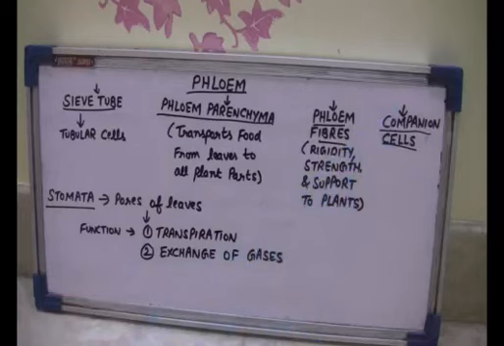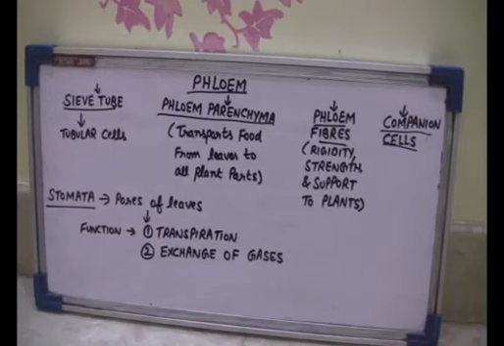Now side by side I am also going to discuss a term with you: stomata. What are stomata in leaves? Stomata are the pores of leaves, and these have two kidney shaped cells called the guard cells. And the main function of stomata is transpiration. Transpiration means the loss of water in the form of water vapor. And the other function of the stomata is the exchange of gases with the atmosphere. It means carbon dioxide in and oxygen out of the leaves.